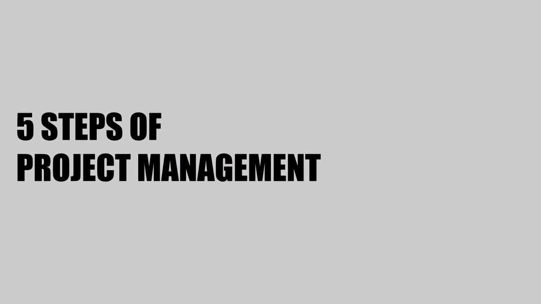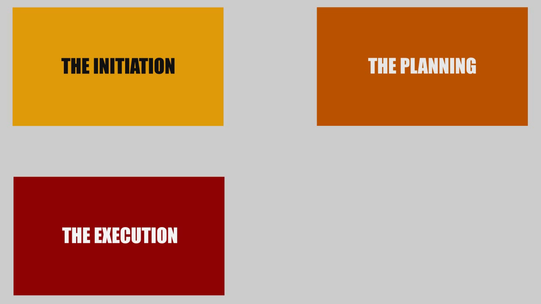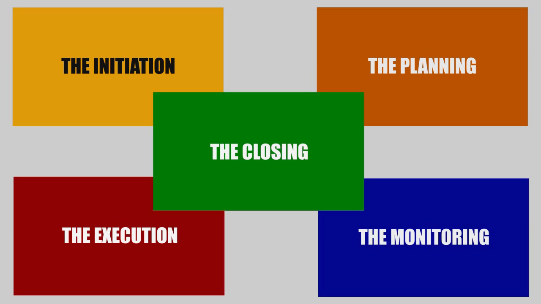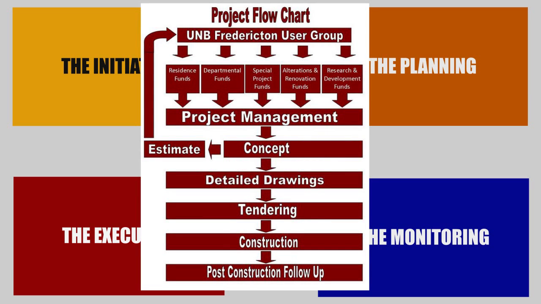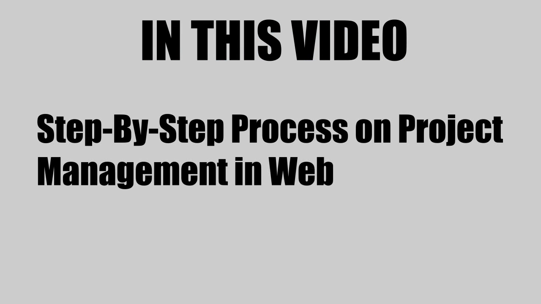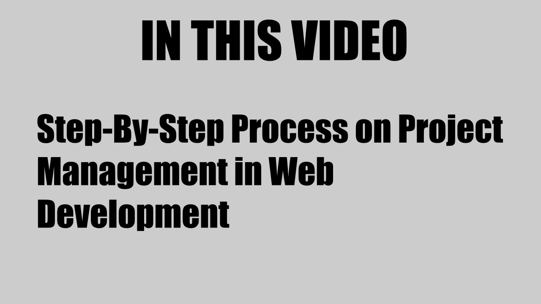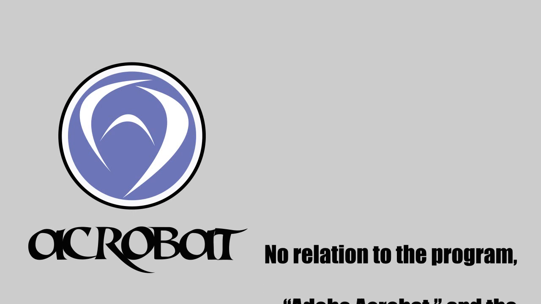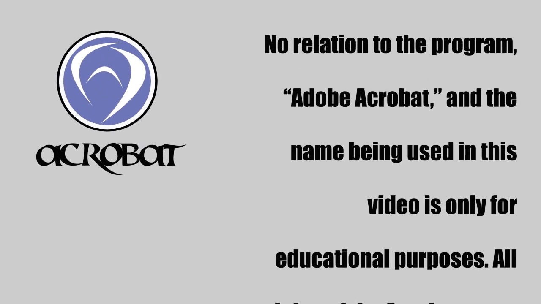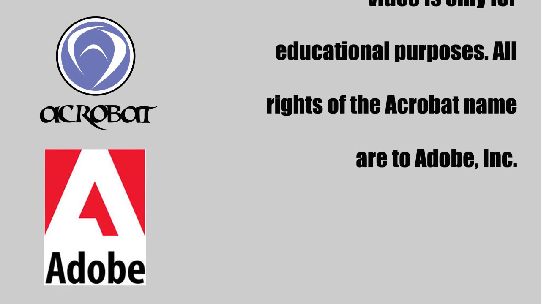There are 5 steps of project management: the initiation, the planning, the execution, the monitoring, and the closing. Some businesses use variant steps of project management that could be more than the standard. In this video, we'll be going through the step-by-step process on how project management is done in web development. For example purposes, we'll use a company name, Acrobat. No relation to the program Adobe Acrobat, and the name being used in this video is only for educational purposes. All rights of the Acrobat name are to Adobe Incorporated. With this in mind, let's get started.